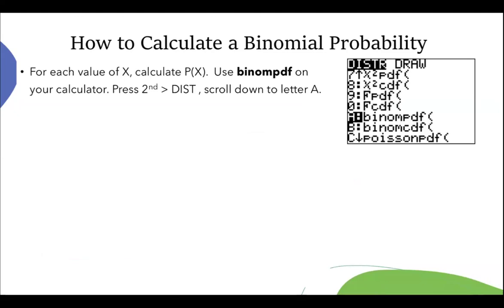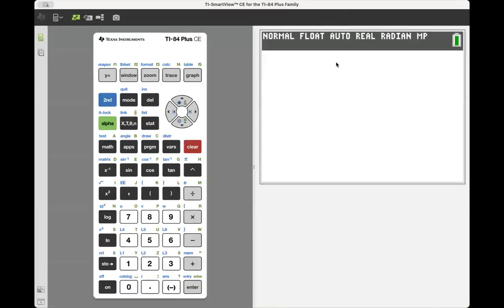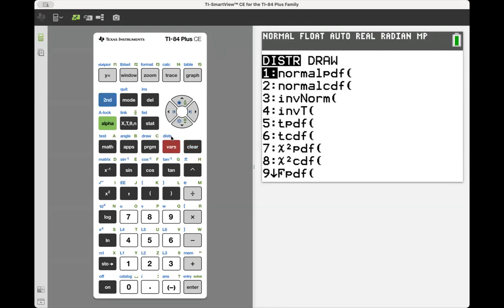We're going to use binompdf, this function on our calculator. If we press second and then distribution, we'll scroll down and find it with letter A. I'm going to jump to the calculator so I can do this with you. So just give me a moment. Okay, so here's my calculator. Second, distribution. Do you see above the vars key, there's a small DISTR in blue? That's the distribution area. So we're going to hit second and that vars key, which brings up the distribution menu.